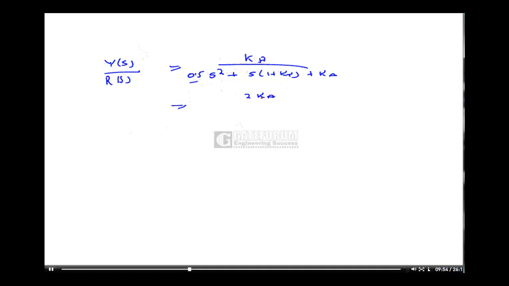Again writing that S into 1 plus Kt plus Ka. I can omit this 0.5, I can write this as 2 times Ka upon S square plus 2S into 1 plus Kt plus 2Ka. Okay. From this my omega n is equal to under root of 2Ka.